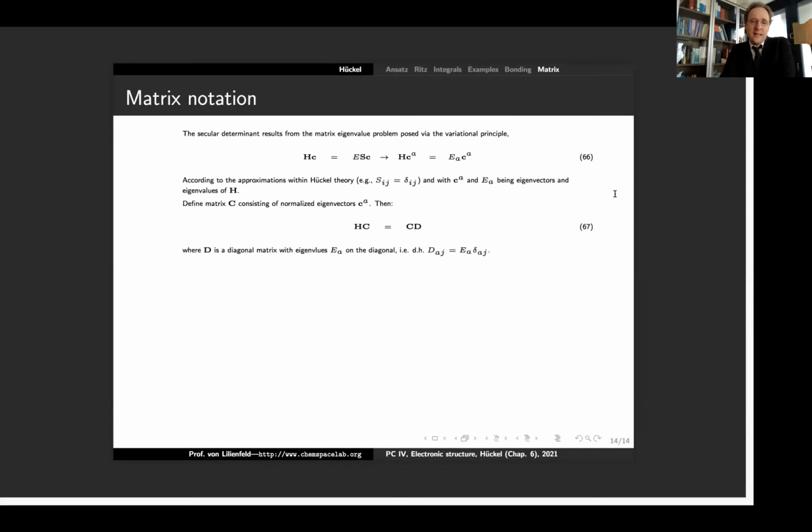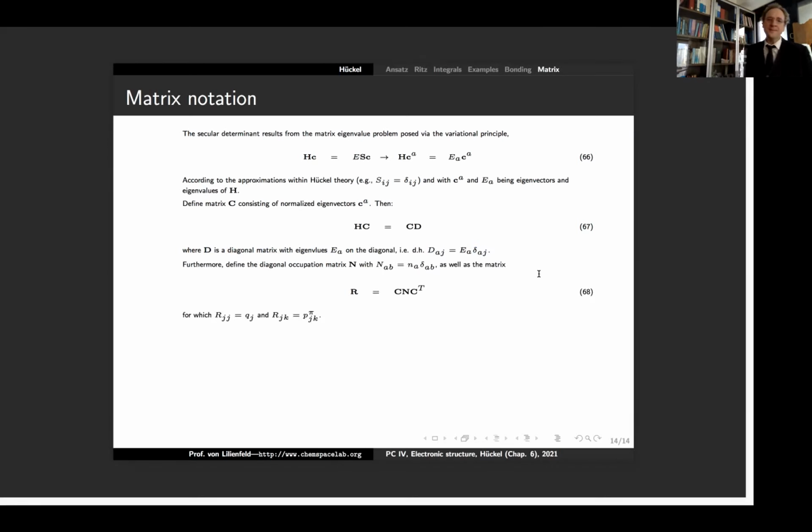Now, you do this for every state, right? So this means you have a whole matrix, and you can put into this matrix the normalized eigenvectors of C, and then you obtain this relation where D is simply the diagonal matrix with the eigenvalues EA on the diagonal, right? So you can also write that matrix in general with this element where any off-diagonal term you have a Kronecker.